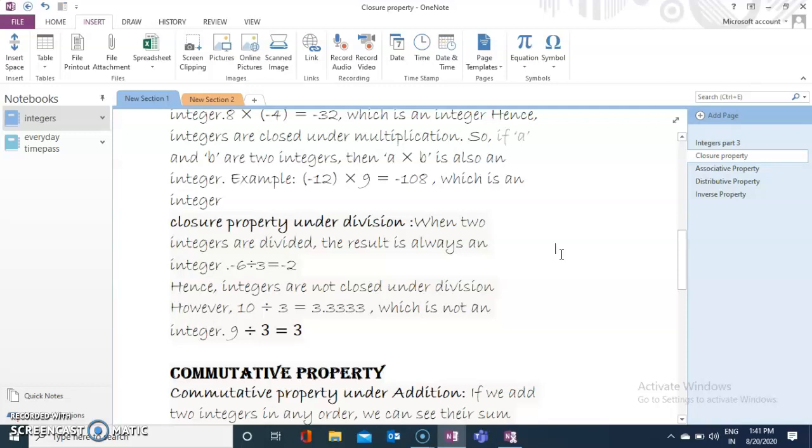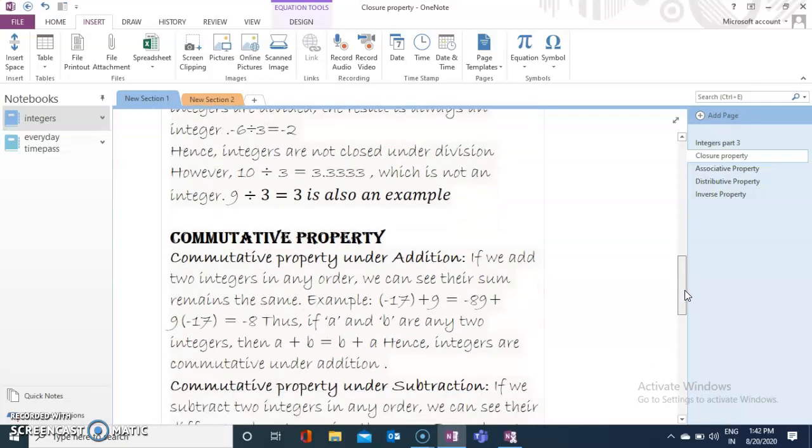Now minus 9 divided by 3 is equal to minus 3. This is also one example. But I have to show you that 10 divided by 3 is equal to 3.333, which is not an integer. So hence integers are not closed under division.